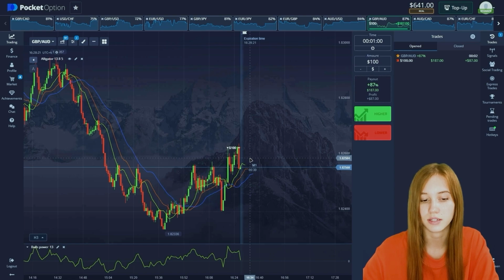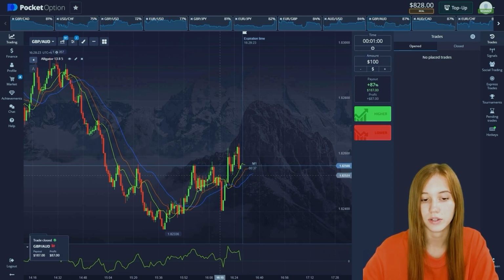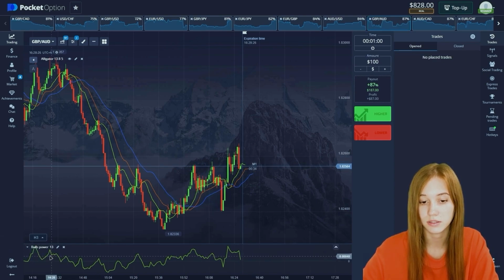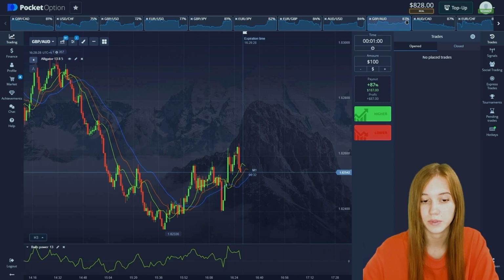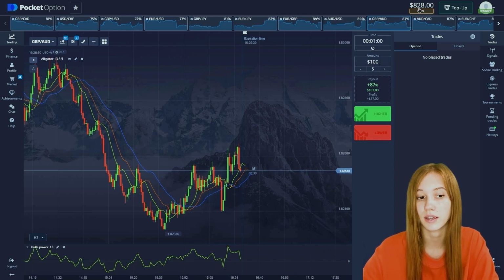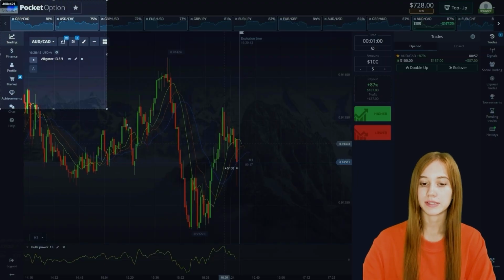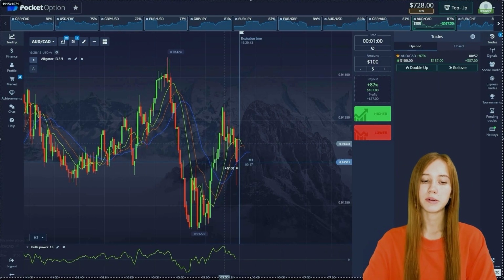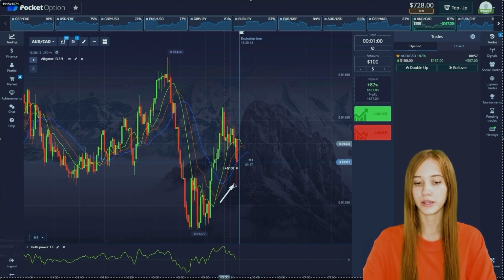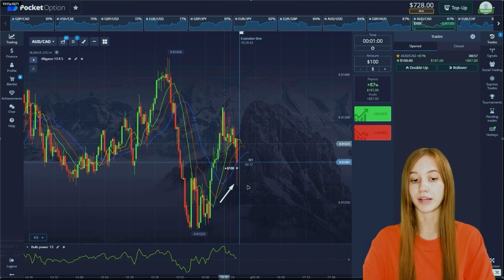6 seconds until the end of the deal. The drawdown occurs and we close the deal with a profit. The balance is $828. So, next concept, let's open up and start technical analysis. At the moment of opening, we see a shadow below. This indicates that the market will roll back down.